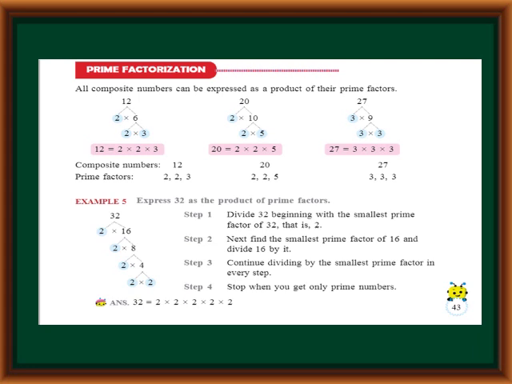So go on to the next sum, 27. Here the number 27 does not end with an even number, so you will go on to the next prime number. It is 3. Smallest prime number is 3. So 3 into what will give you 27? 3 nines are 27. Leave 3 aside as it's a prime factor. You again break down 9. So 3 threes are 9. So the prime factors of 27 are 3 into 3 into 3.